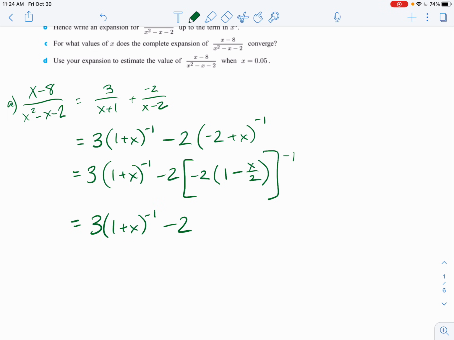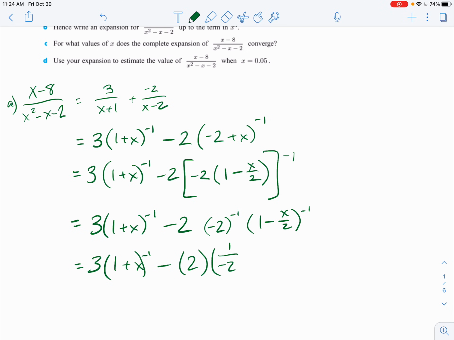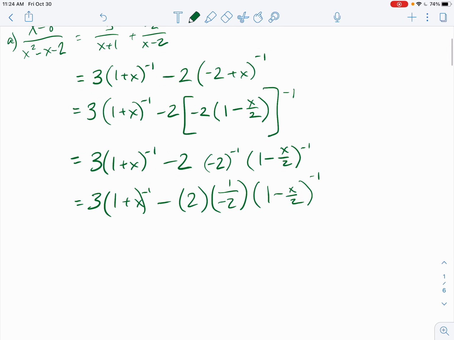And then I have a negative 2 to the negative 1 power times 1 minus x over 2 to the negative 1 power. I don't need these brackets anymore because everything's multiplying. So I have 3 times 1 plus x, still sitting there, and then I have a minus, and a 1 over negative 2 times 1 minus x over 2 to the negative 1. Negative times negative is a positive, and the 2 on top and the 2 on the bottom cancel each other out.